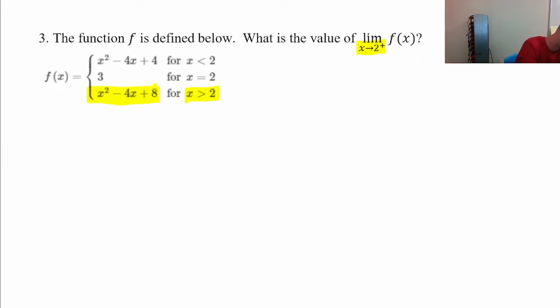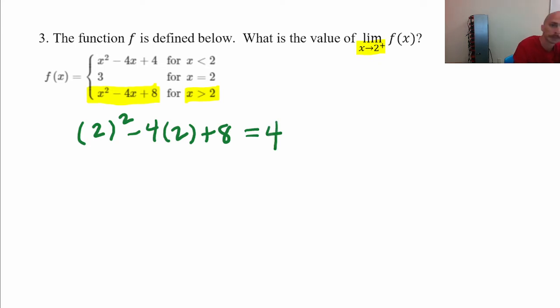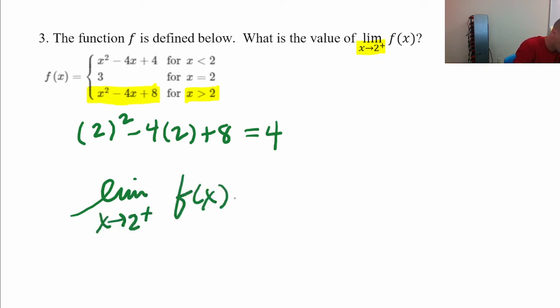So I'm just going to plug in directly, right? So I'm going to say when x is bigger than 2, it's going to be, okay, so 2 squared minus 4x, whoops, pardon me, plus 8. All right, so 4 minus 8 plus 8, that's equal to 4. Okay, so I'm going to say that the limit as x approaches 2 from the positive side of f of x is equal to 4.